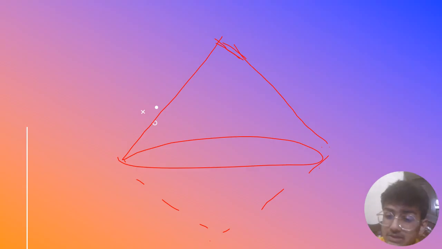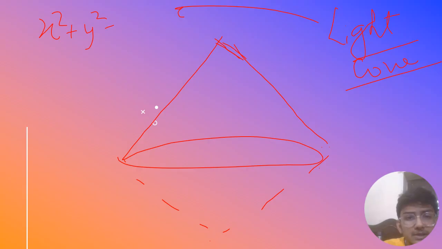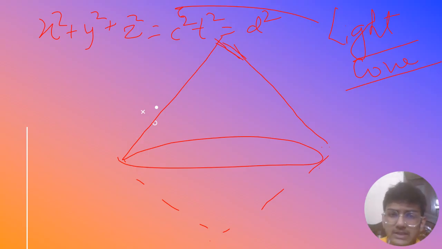So this is your light cone, and in the light cone we will also discuss some more things, like we discussed in the 2D system. We discussed x square plus y square equals d square. Generally if you take a square, diagonals are there. So here the equation of the light cone is given by x square plus y square plus z square, where x, y, z are coordinates, equal to c square t square, which is also called d square. t is the time taken by the light to travel, and c is the speed of light. So x square plus y square plus z square equals d square.